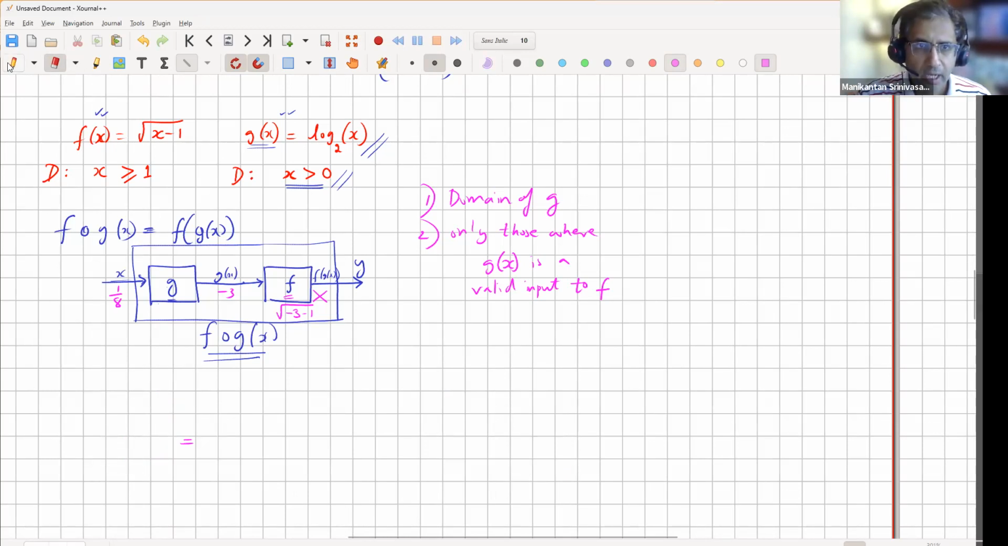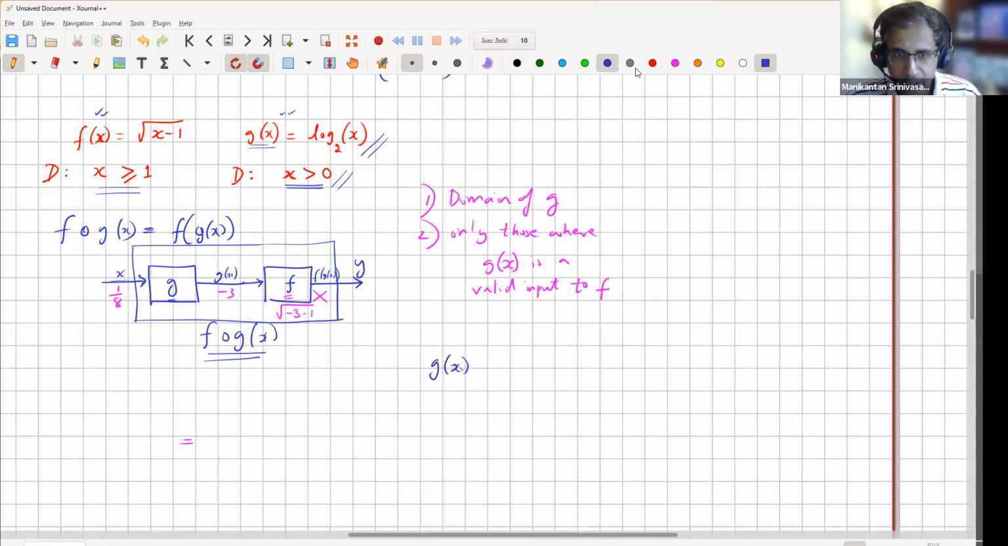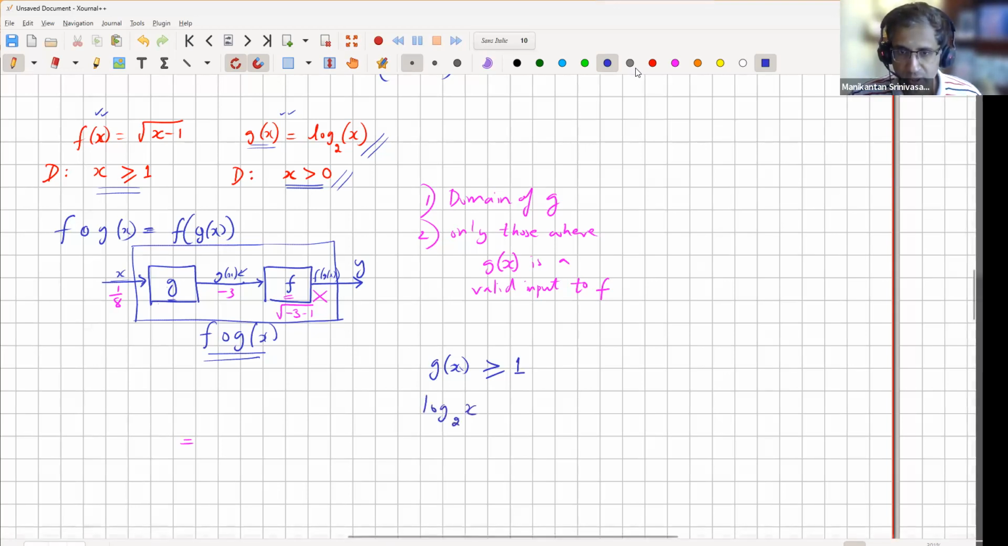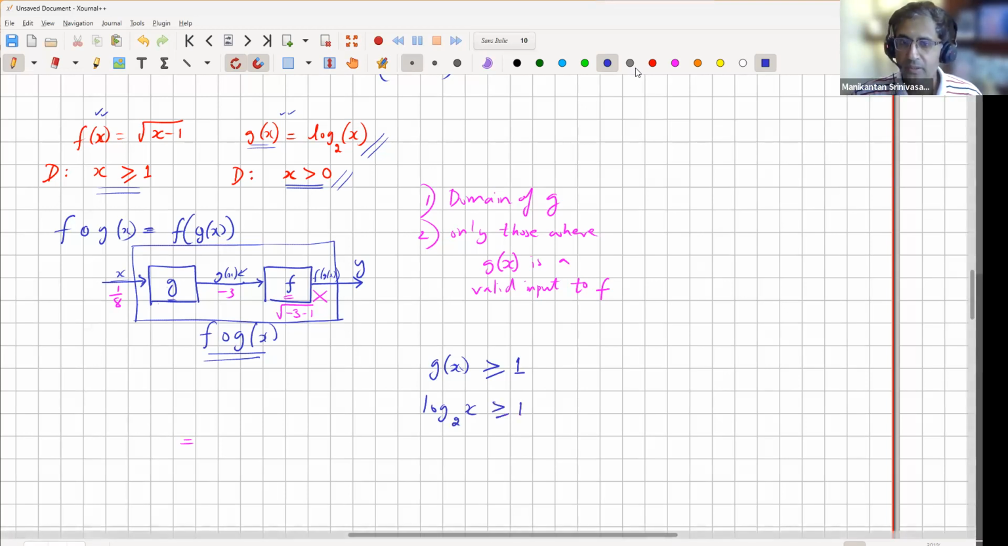You're good? Okay. So if I'm looking at f here, what will f take? f will take any value which is greater than or equal to 1, which means g of x, the output coming here, should be greater than or equal to 1. Only then it can pass through the next step. Which means your log of x to the base 2, which is your g function, must be greater than or equal to 1. Which means x must be greater than or equal to 2, because 2 power 1 is 2.